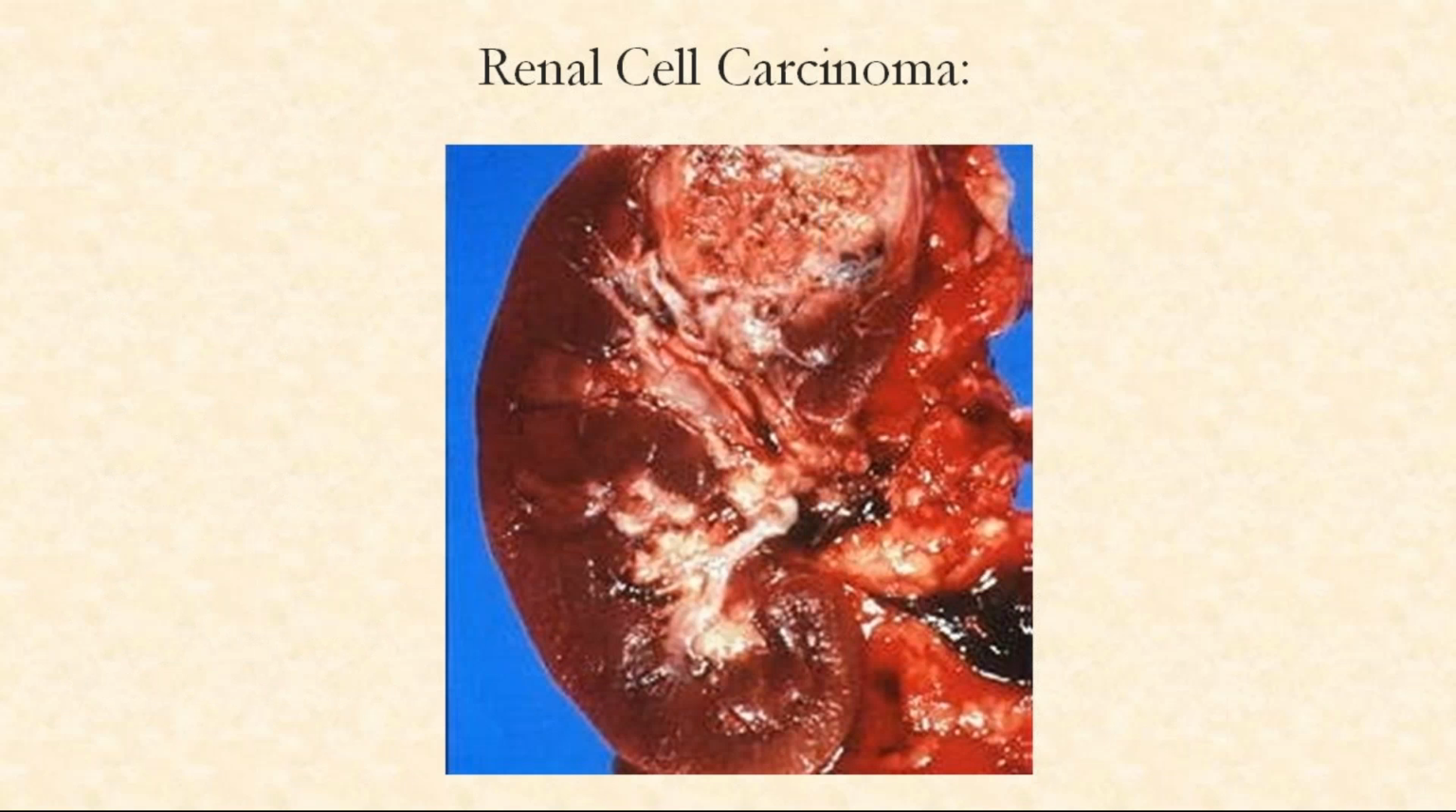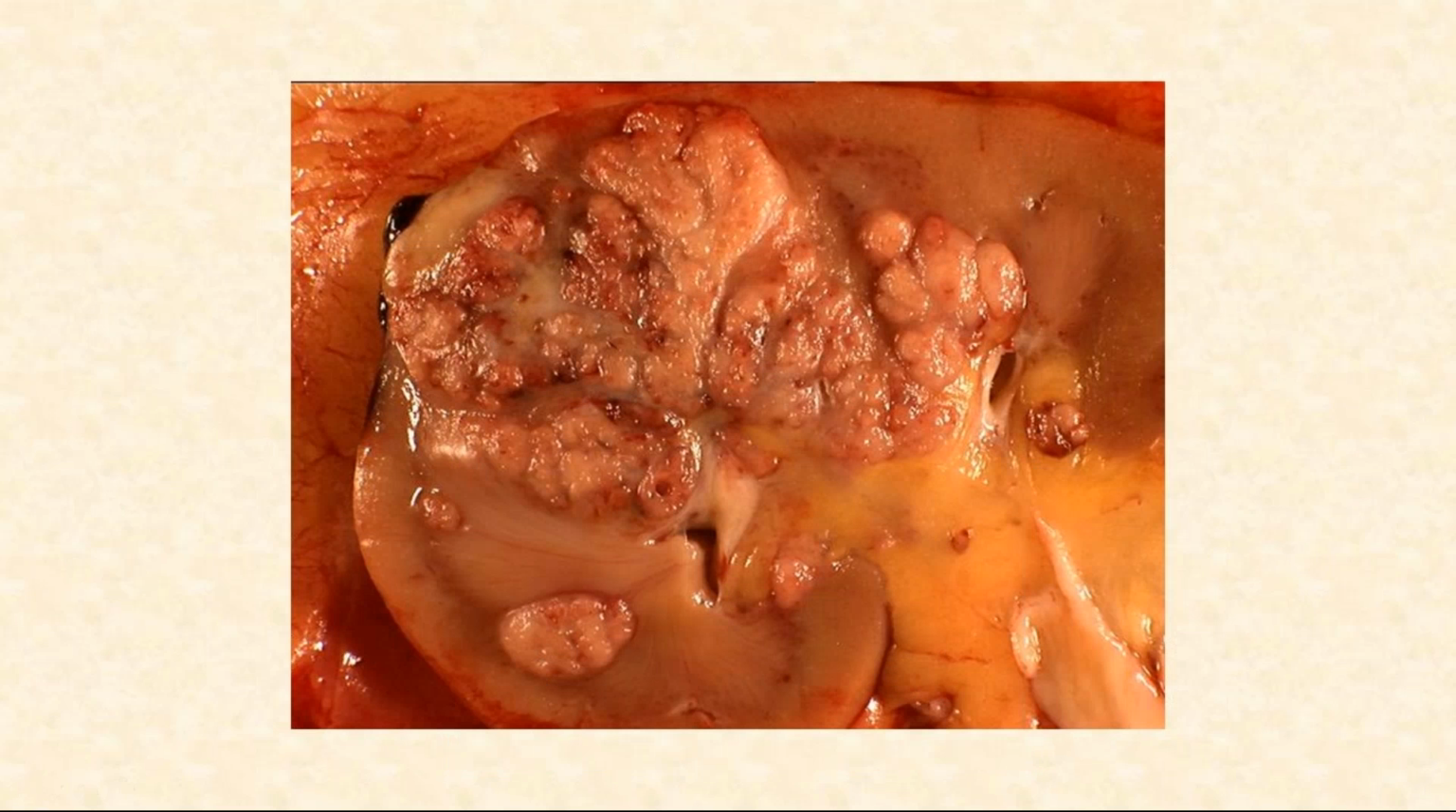This is another tumor, renal cell carcinoma. You see, there are necrotic lesions and hemorrhagic spots. These also are white fibrous tissues. This is another tumor of the renal cell carcinoma.